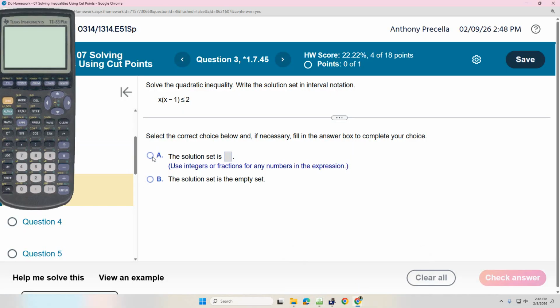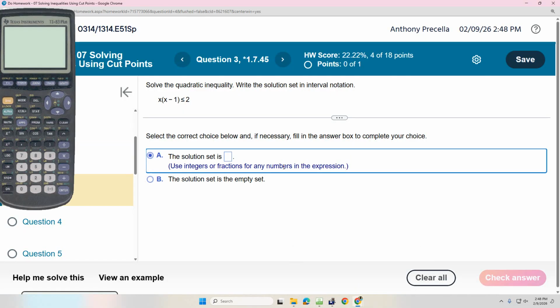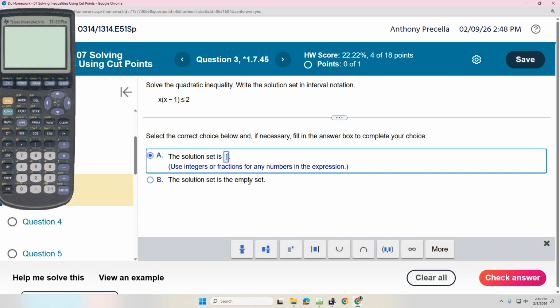Type this in before we get timed out. So bracket, -1, comma. So closed circles is brackets, correct? Correct. An open circle is parentheses, and infinities and negative infinities are also parentheses.